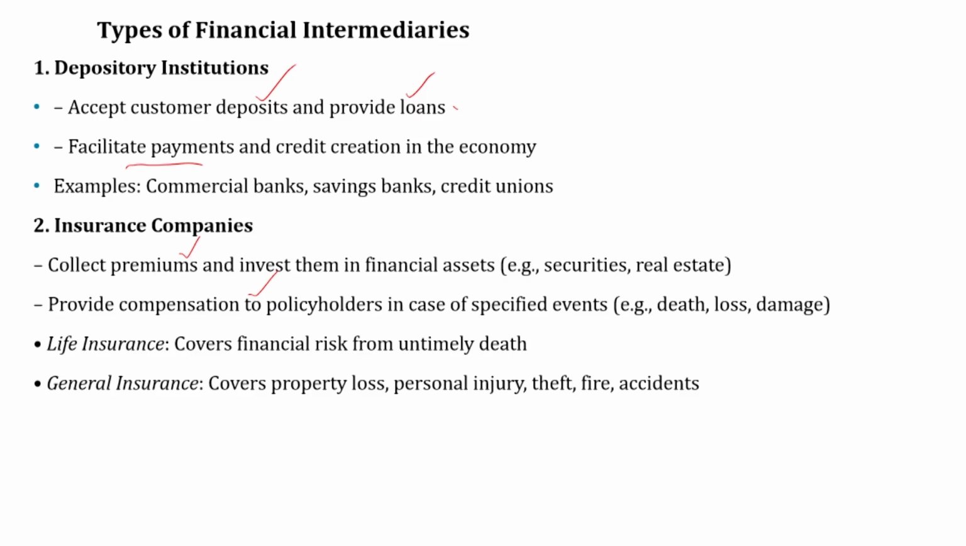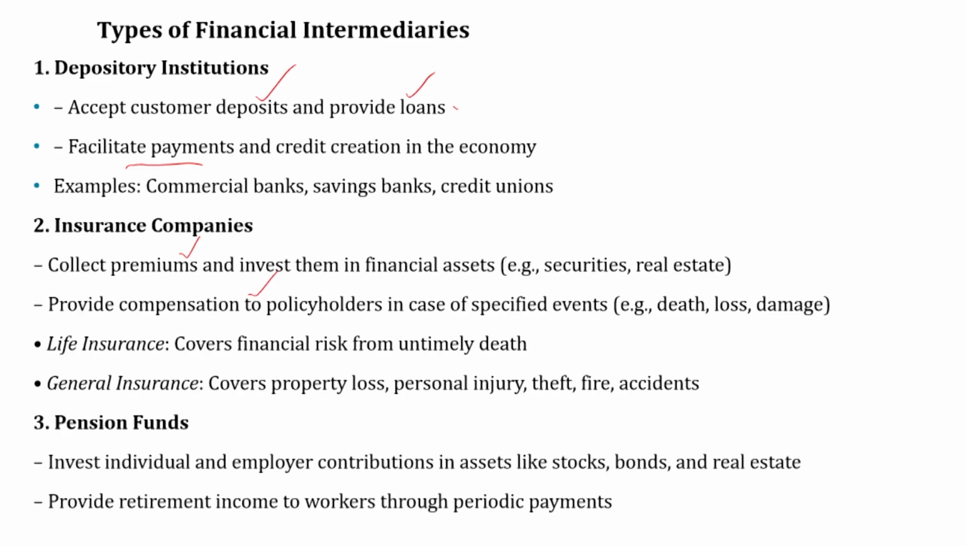Then we move to another type of financial intermediary called pension funds. Pension funds collect contributions from employees and employers and invest them in long-term assets like stocks, bonds, and real estate. Over time, these funds grow and are used to provide retirement income to workers through periodic payments, that is the pension payment. They are essential for retirement security and also act as major institutional investors in financial markets.